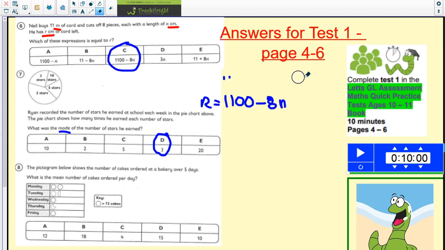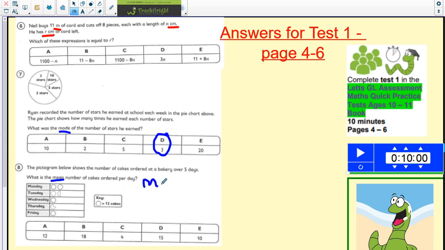Let's clear this as well. So look at the next question. Question 8. The pictogram below shows the number of cakes ordered at a bakery over 5 days. What is the mean number? I got it, it's almost like a song. So the mean is the average, the true average, and also the other one I like remembering, the mean is the mean one to work out.